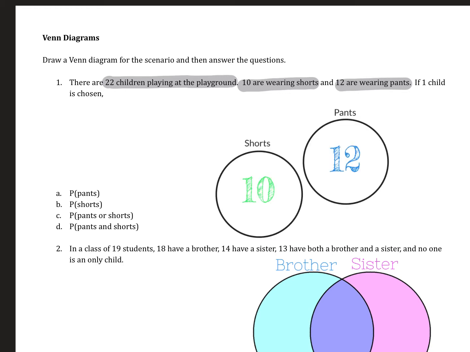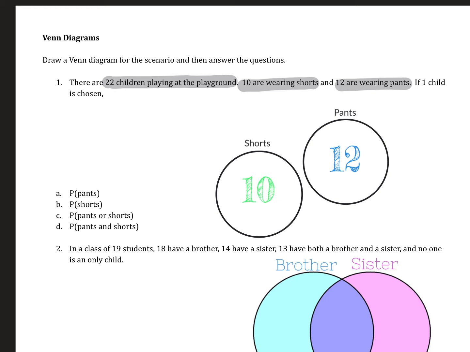Now, if you notice, this is 10 and 12, and these are both mutually exclusive events. You can't wear shorts and pants at the same time. So what we run into here is a mutually exclusive event, so these will not cross over. So this is what it looks like. We can see that both of these events take place outside of one another, so we will be calculating these individually. There is no overlap. So our Venn diagram is two unique circles. It doesn't really matter where they are.